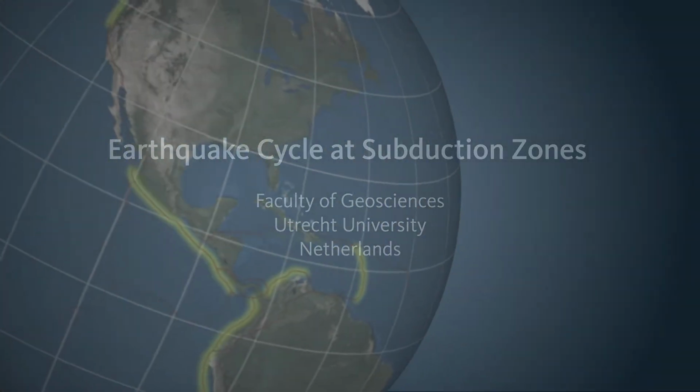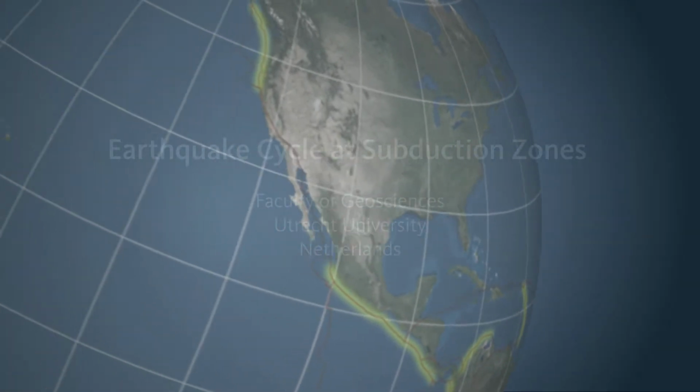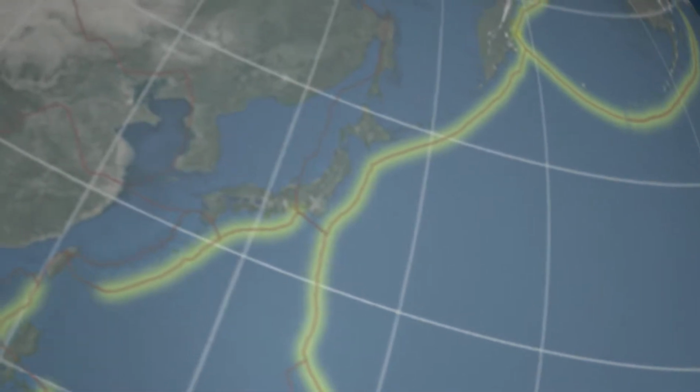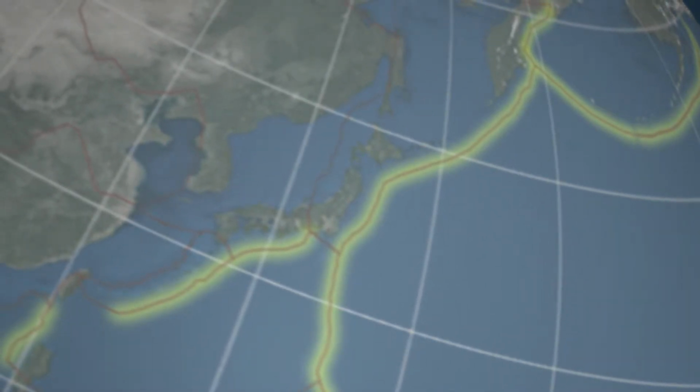Earthquakes around the world are concentrated mostly along the boundaries of tectonic plates. The largest earthquakes occur along plate boundaries called subduction zones, like the one offshore of Japan. Here, the Pacific plate moves westward towards Japan at a rate of 9 centimeters per year.